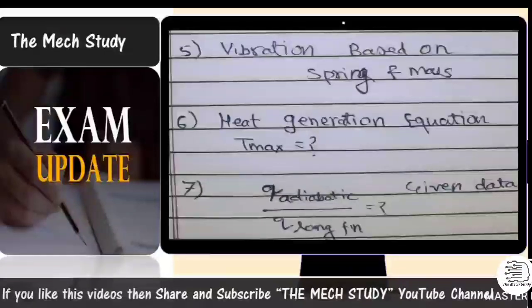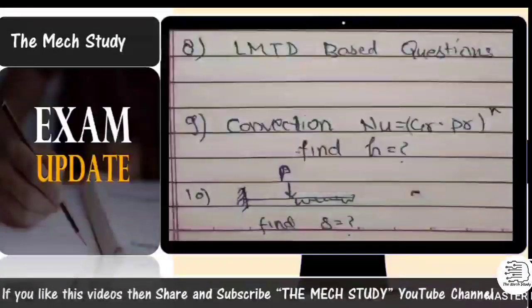Going with the next one, they will give some data. The exact question is not remembered, but they provided Q for adiabatic and Q for long fin. They have provided basic data. Going with the next one, they have given the temperature of hot and cold fluid, and you need to calculate the log mean temperature difference, LMTD.